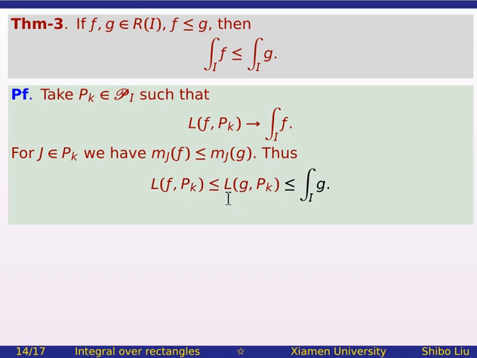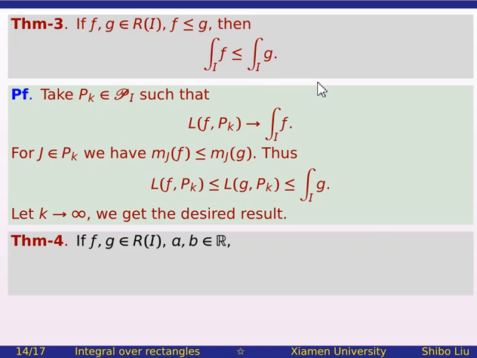But the lower sum of g with respect to any partition will not be greater than the lower integral of g, that is the integral of g, because g is integrable. So we have this inequality. Using this inequality and combining the limit here by the property of limits, we see that the integral of f will not be greater than the integral of g over the rectangle I. So this proves the monotonicity property of the integral.